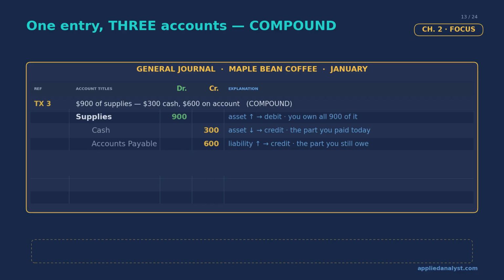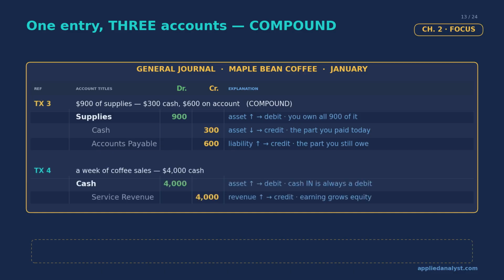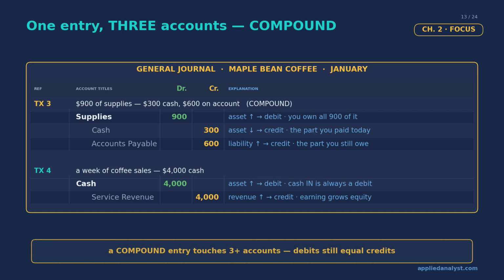Cash down 300, credit. And the unpaid 600 is a new promise. Credit accounts payable. 3 accounts in one entry. And the debits still equal the credits. Transaction 4, a week of sales, 4,000 cash. Cash up, debit. You gave up effort, not an asset, so it's revenue. Every other entry works like these, and the full lecture walks all 13.